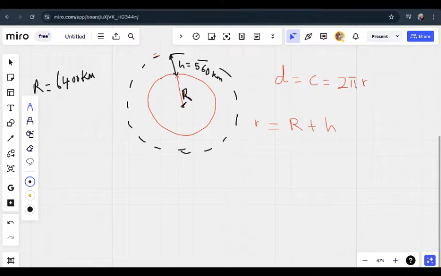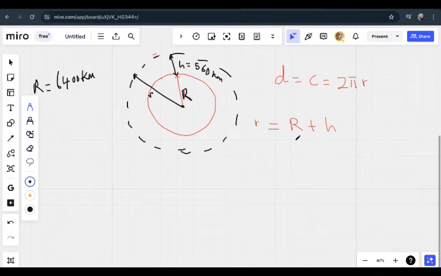Okay, let me use another dimension: the whole distance from the center to where the object is. If I use a different color, we can show it. The whole distance from the center of the Earth to where the object is orbiting is the orbital radius. That's this one. This whole thing is the orbital radius.